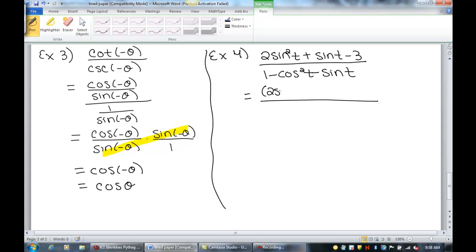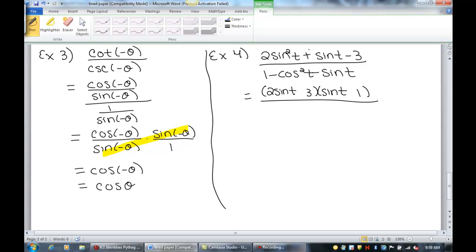I know I'm going to have 2 sine t and sine t. And I know it's going to have to be 3 and 1. I'm just not sure in what order quite yet. Okay? So I have to try something. Let's try 3 and 1. When I FOIL this out, I get 2 sine squared t, 2 sine t, 3 sine t.